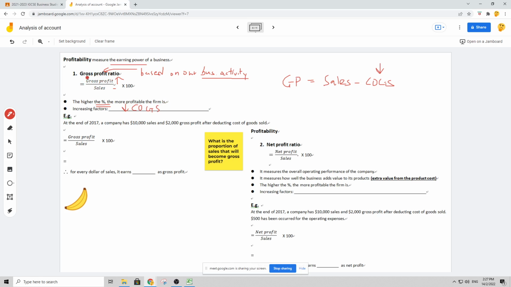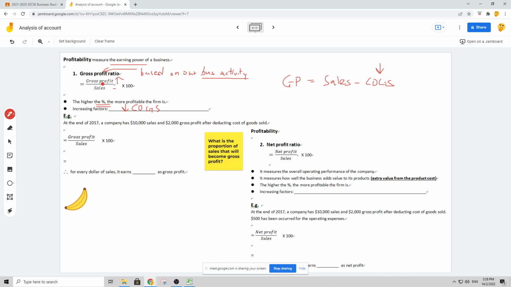So when we talk about profitability ratio, we always try to find out how profitable a business is when they are operating their business. The first thing that we can look at is, based on their business activity, how profitable they are, if we just look at their business activity without looking at other different aspects.